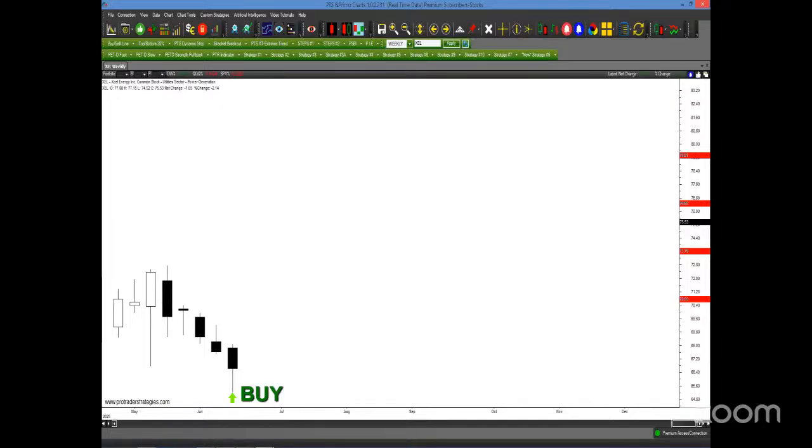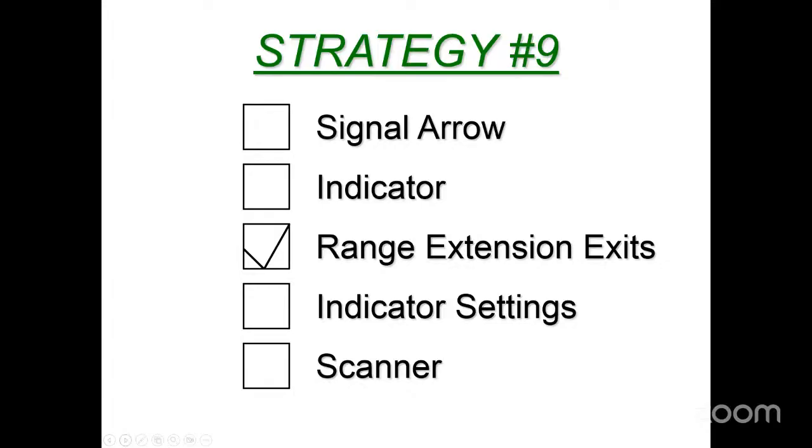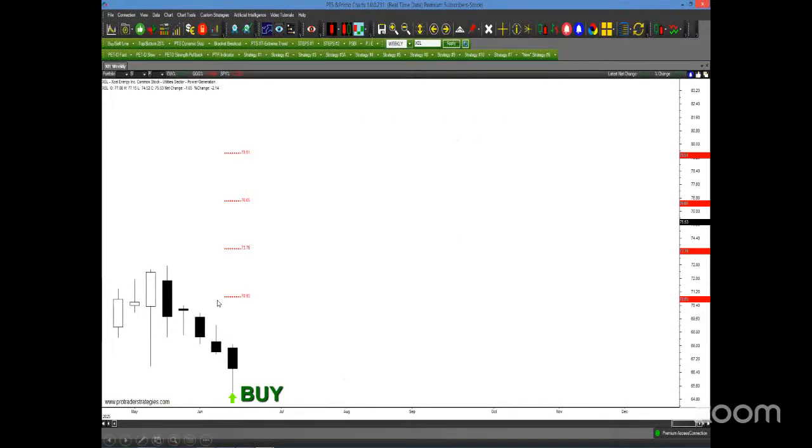So once again, click on strategy number 9. And one of our most popular and simple ways to exit, because we offer and provide you with a number of different exit plans, but this is just one of them. It's auto-generated on the platform. It's called range extension exits. It's a formula that we teach you how to do, but it's automatically generated on the platform, and it gives you roughly 4 different levels to exit.